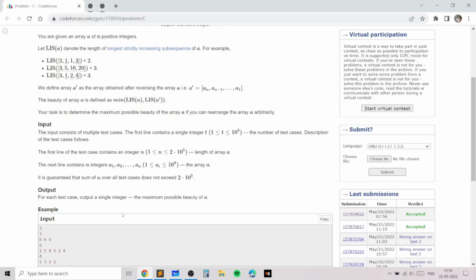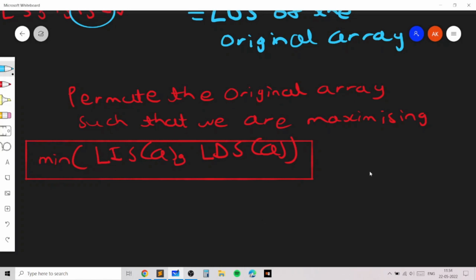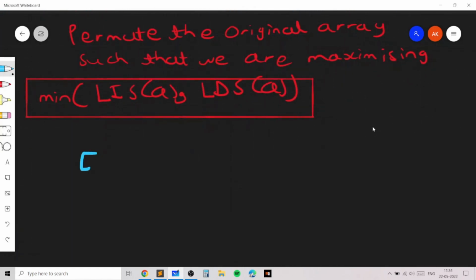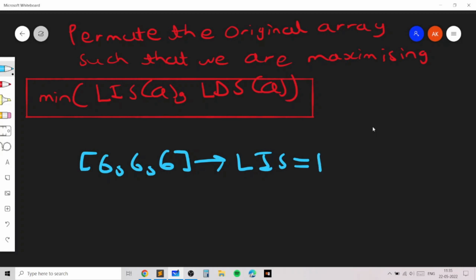So in the first example, where we have all elements equal to each other, so those are all just 6s, then obviously however you arrange the array will remain the same, and that's why we can just consider the LIS. So LIS is equal to 1, and the reverse LIS or the LDS is equal to 1. So we just print 1.